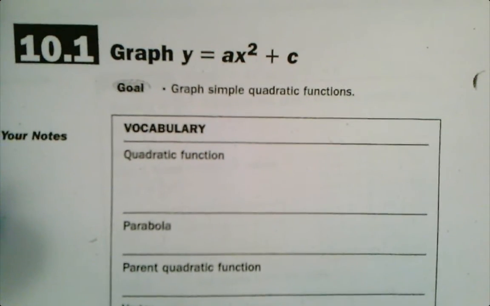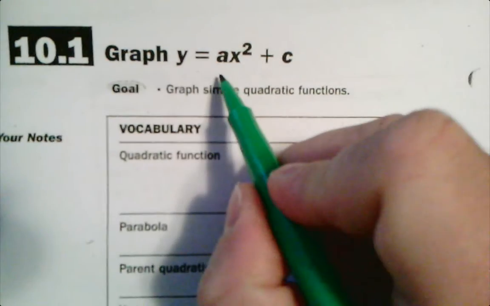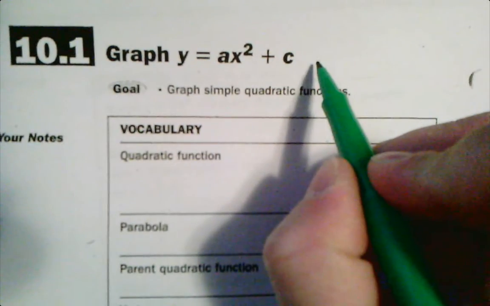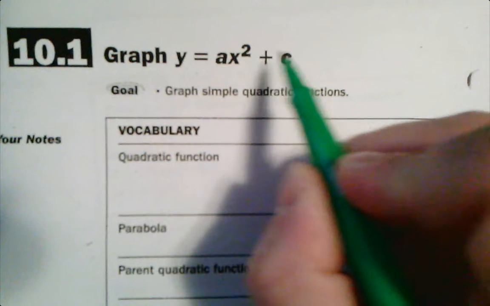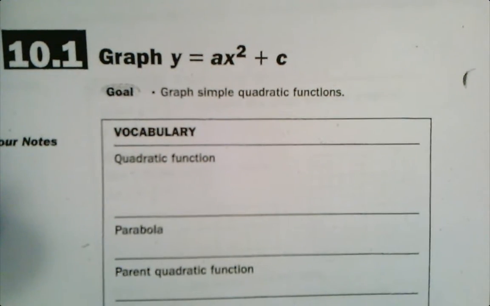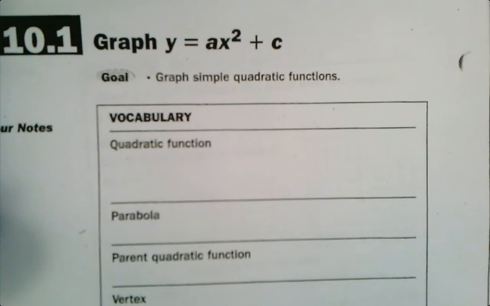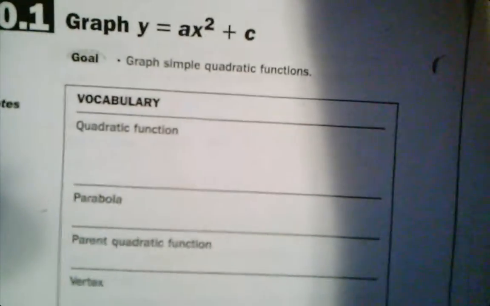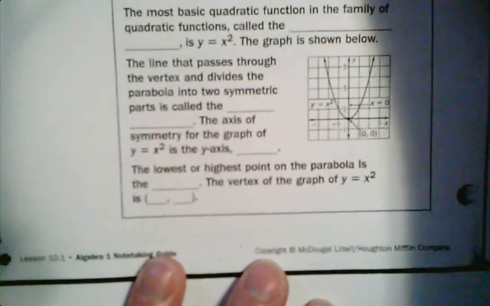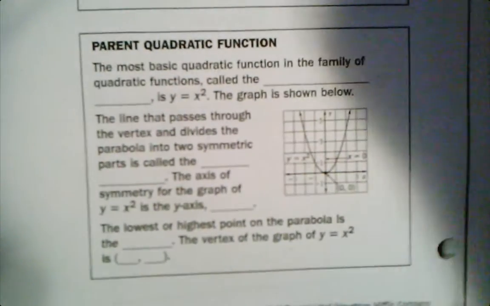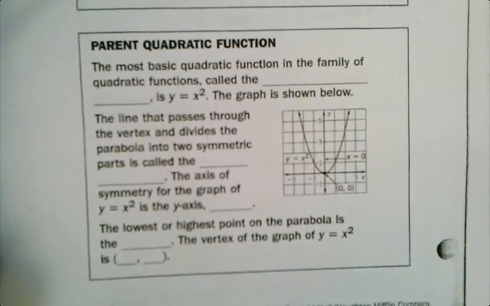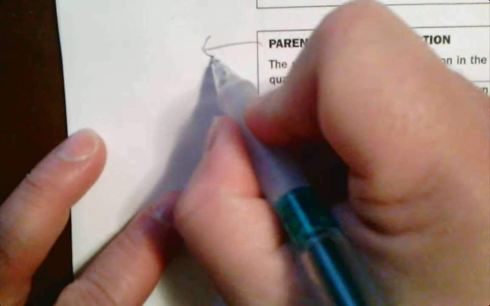So this is 10.1, and again, notice we're just graphing ax squared plus c. There's no bx term, so that makes everything a little bit simpler and kind of a good intro. Down here at the bottom, I don't know if you remember back when we were doing linear functions, we had what's called the parent function. In linear world, you had a linear parent function.